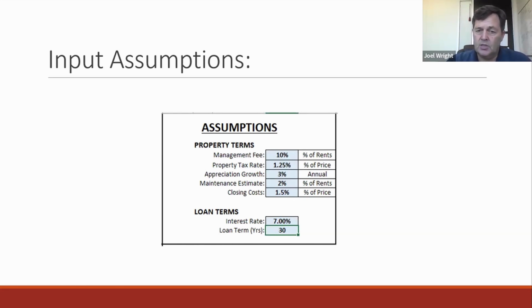Maintenance estimate, that's just a percentage of whatever your rents are that you're likely going to have to spend maintaining the property, and closing costs, what your cost was at your original purchase. And loan terms, well, interest rates typically for non-owner occupied properties are about 0.5% over whatever the conventional loan rate is. Right now, the loan rate's at about 6.5%, so I put 7% here, and the loan terms at 30 years.